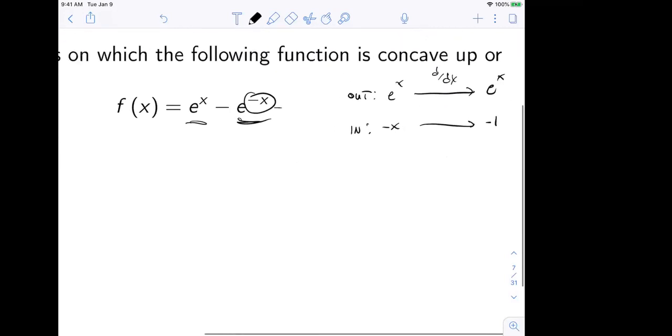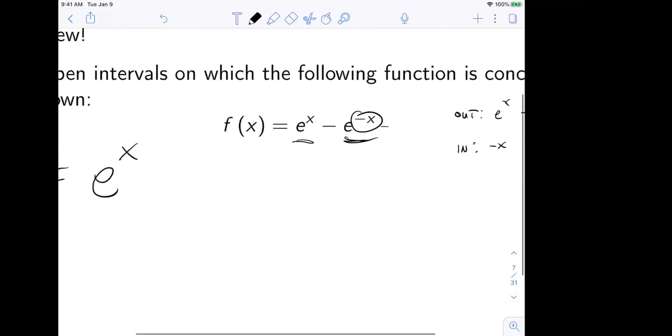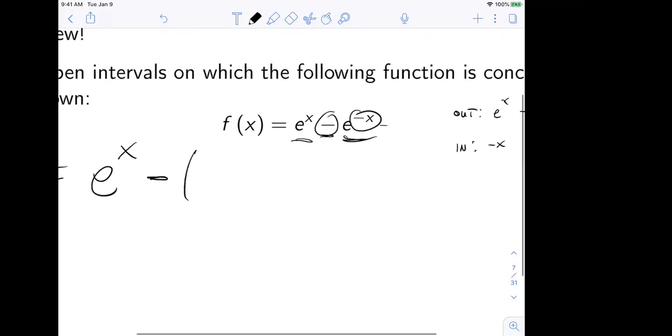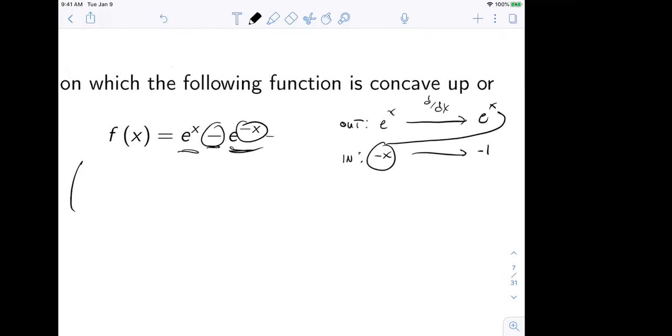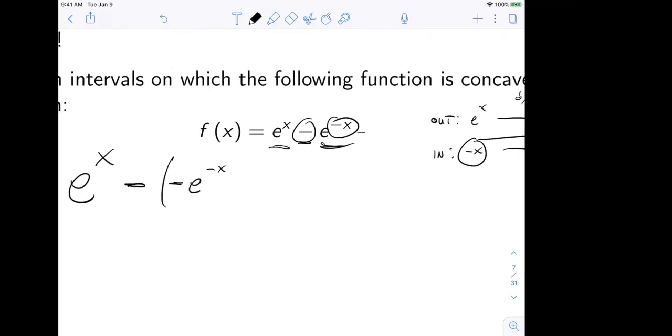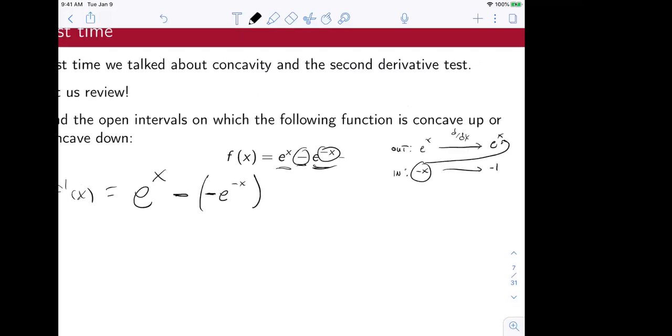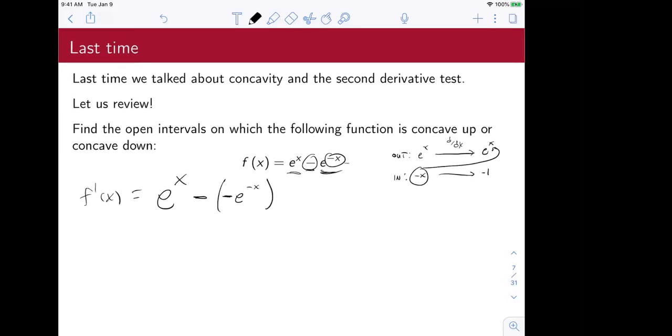So then the derivative of e to the minus x, well, I'm subtracting it, so I subtract there. This is just from that minus. And then times e to the, I plug this in here, e to the negative x times a -1. Very good. So this is equal to e to the x plus e to the minus x. So that's the first derivative.